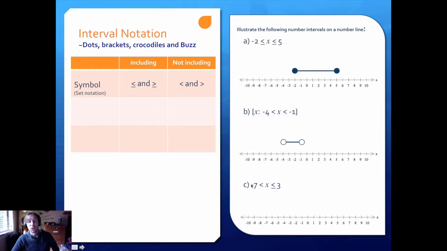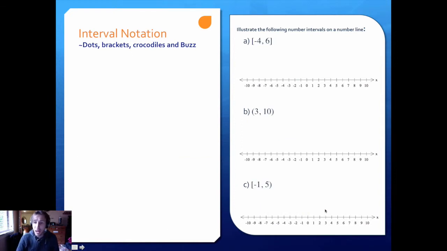But of course, what kind of dots are going to be at -7? Well, it's going to be an empty dot, and it's going to be a coloured in dot here at 3 because it's less than or equal to 3. So it's between -7 and 3. This one here is empty. This one here is, of course, coloured in.